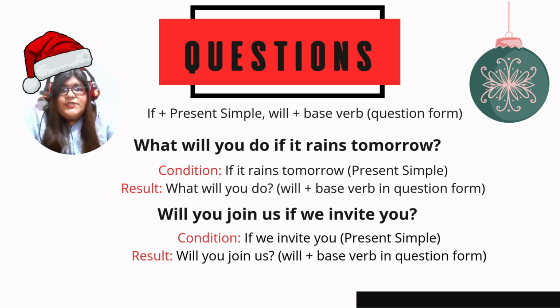Let's see some questions. It's possible also with the first conditional to make questions. If plus the present simple plus the comma plus the auxiliary verb will plus the base form of the verb and the question mark. What will you do if it rains tomorrow? Condition: if it rains tomorrow, present simple. Result: what will you do? And we have the will plus the base form of the verb in question form.